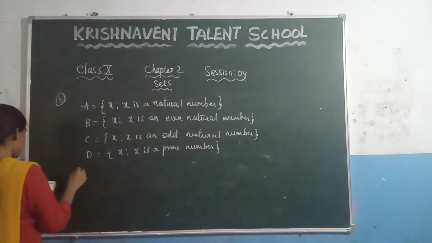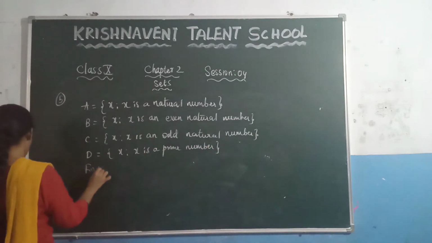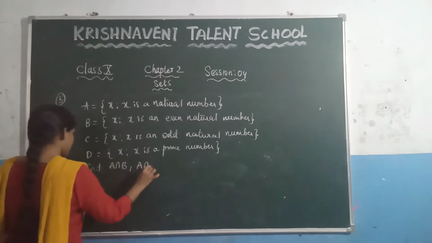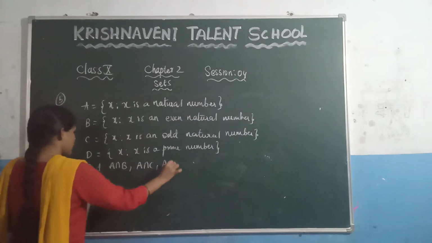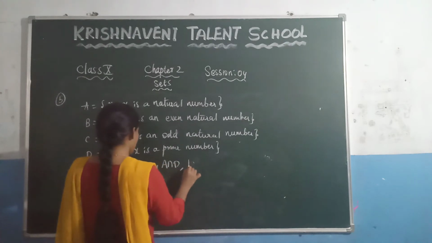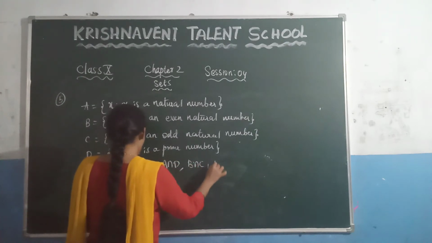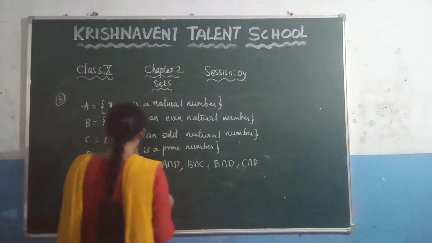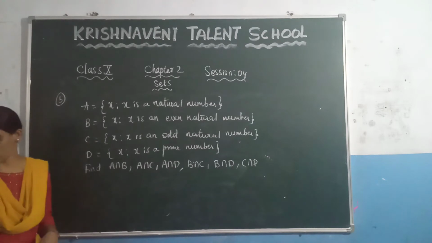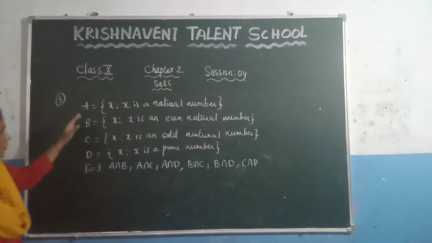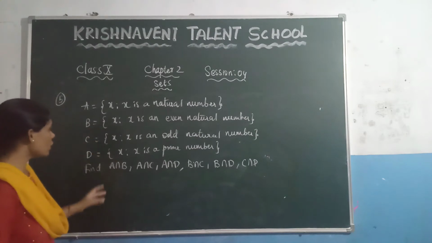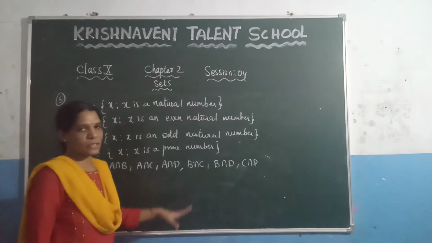Now, based on these sets, you need to find the value of A intersection B, A intersection C, A intersection D, and B intersection C, B intersection D, and C intersection D. This is the question they have given here. They have given the four sets A, B, C and D. Based on these sets, you need to write the elements that are present in these sets.